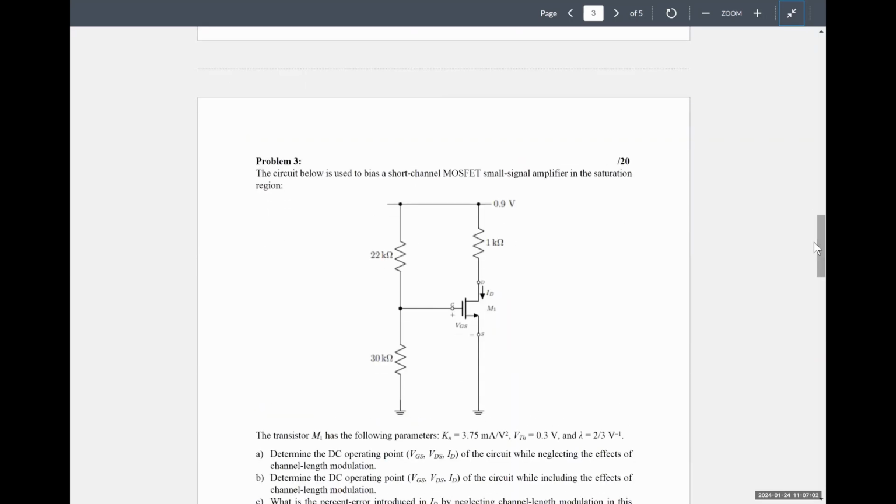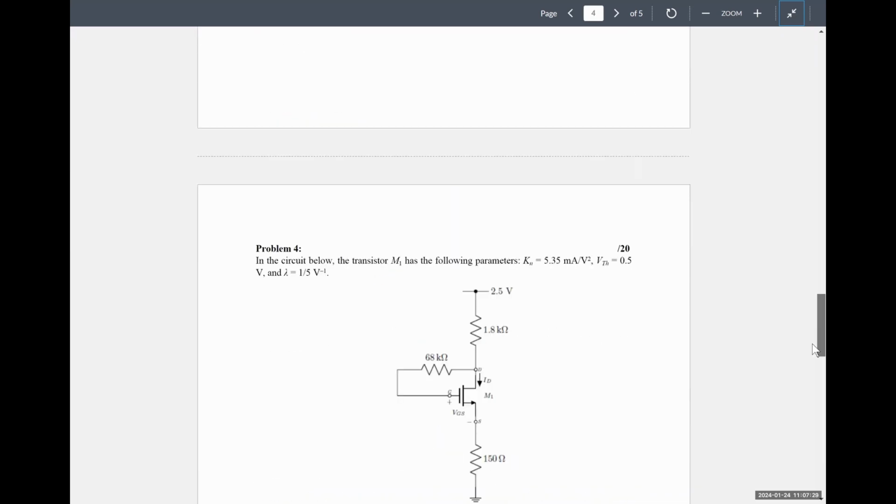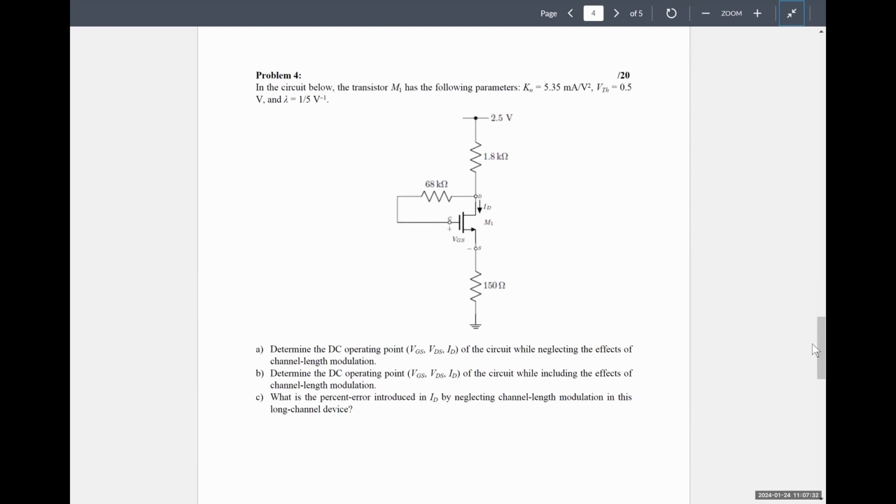And then we have a bias circuit that we're going to go over today, and I want you to tell me what the DC operating point is when channel length modulation is neglected, and then what the operating point is with channel length modulation included. So it's effectively the exact same thing you did on the BJT homework, but now the early effect is called channel length modulation because it's a different type of device. Same basic thing. And then problem 4, different bias circuit, same thing. Figure out what's going on with channel length modulation neglected, figure out what's going on with channel length modulation included, and then figure out what error is there because you neglected channel length modulation.